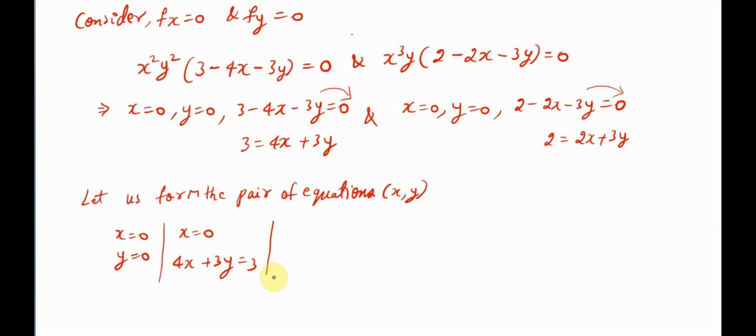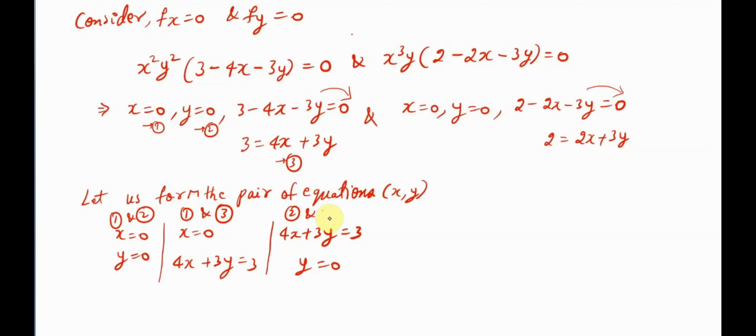Similarly, I will take the next term. Either I will take 4x plus 3y is equal to 3 or y is equal to 0. So like this, I will get the 3 pairs from these 3 equations. I will take this 1, I will take this 2 equation, and I will take this 3. So it is 1 and 2 I have taken. In this case I have taken 1 and the third equation, and in this case I have taken 2 and the third equation. So like this I have to pair all the equations.